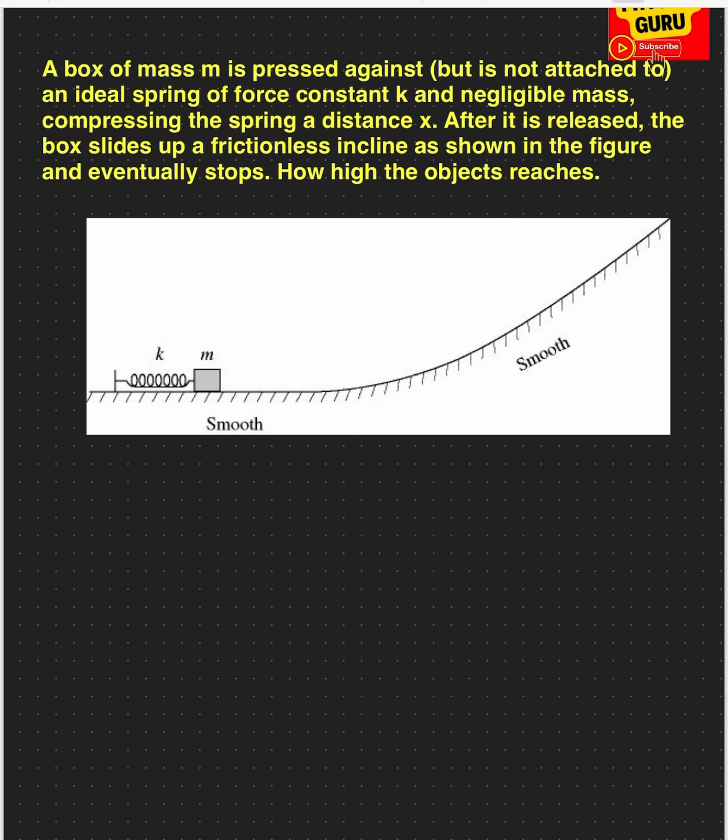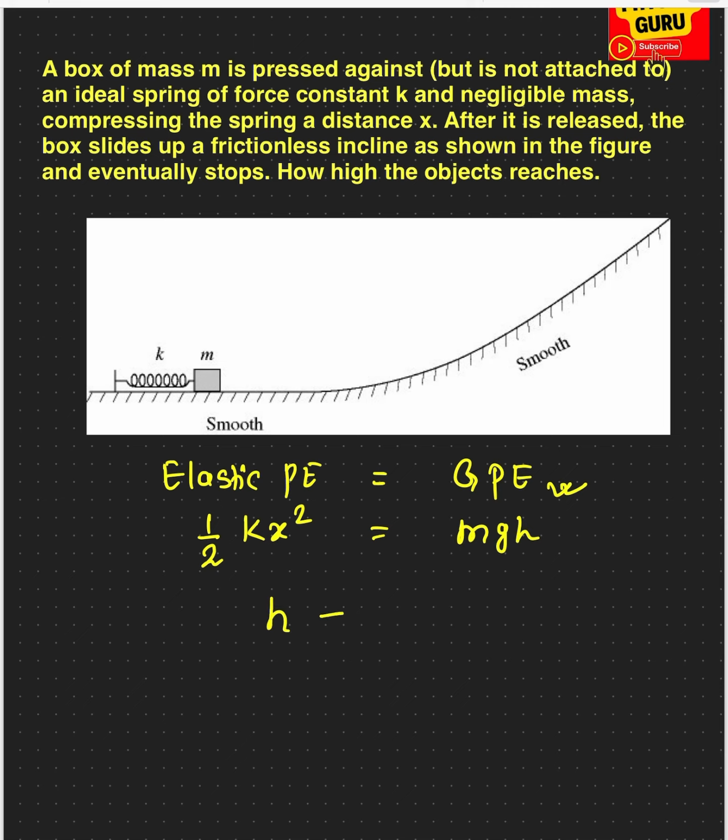So when you compress the spring, the total energy stored will be elastic potential energy. When you release, all the potential energy will change into gravitational potential energy at the peak. At the peak, the total energy will be only the gravitational potential energy. So what's the formula for elastic potential energy? Half k x squared. What is the formula for the gravitational potential energy? mgh. From this, you should be able to find out the height. Okay, let's move to the next one.